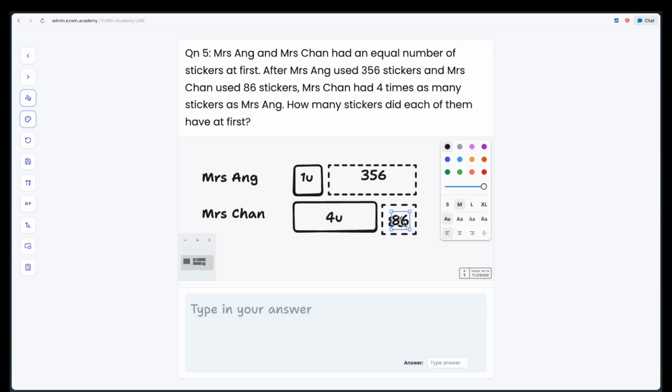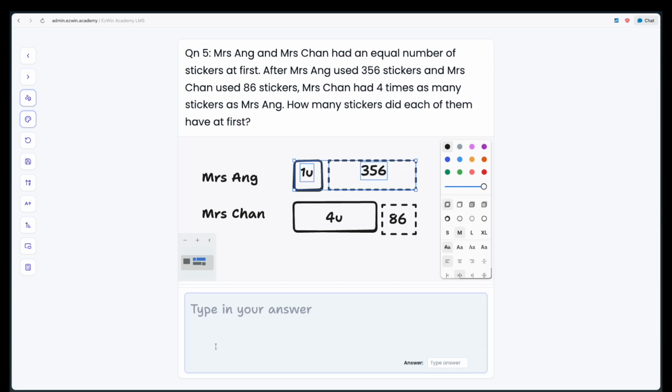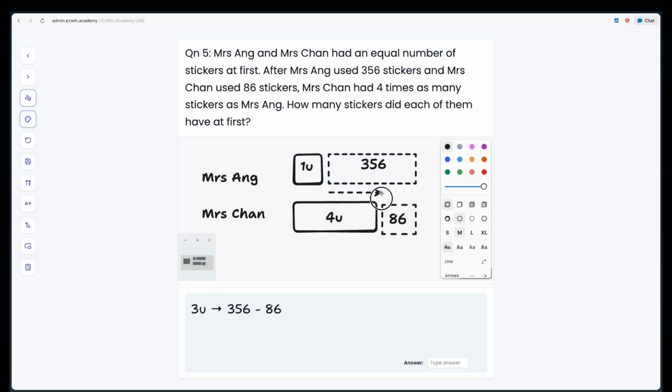So in this case, do you know how to solve this? Pretty straightforward. We can get the difference. So in this case, 4 units minus 1 unit is 3 units. It's equal to 356 minus 86. Let me just put an arrow so it's easier to see. This is 3 units, and we can get 3 units equals 356 minus 86, and this will give us 270. Then 1 unit is equal to 270 divided by 3, which is 90.